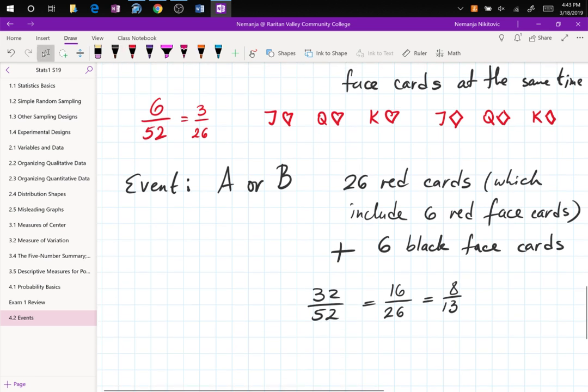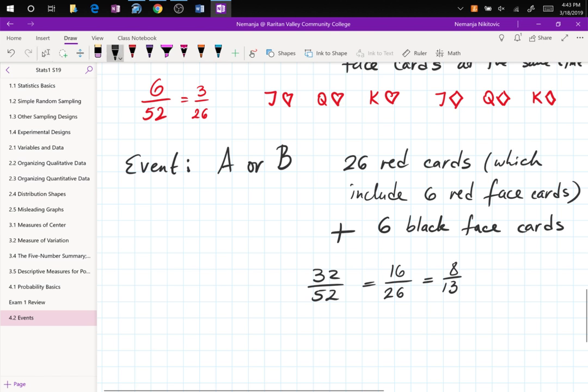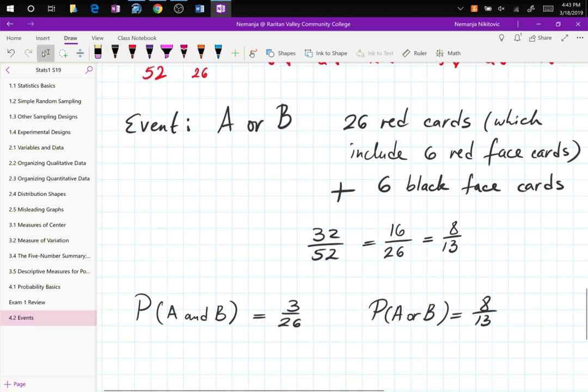So probability of A and B was 3 over 26, and probability of A or B is 8 over 13. So there are 2 different probabilities, 2 different chances, and obviously the OR would have a better chance, better probability, right? Because more cards to play with.